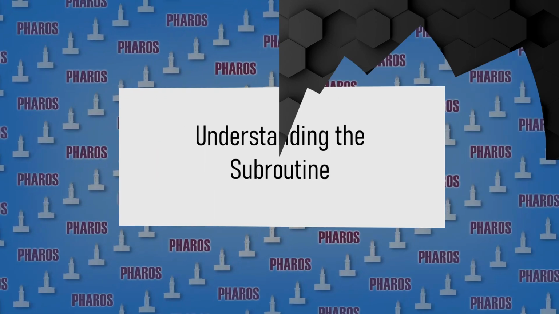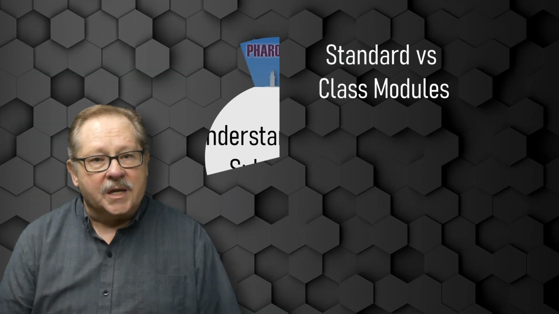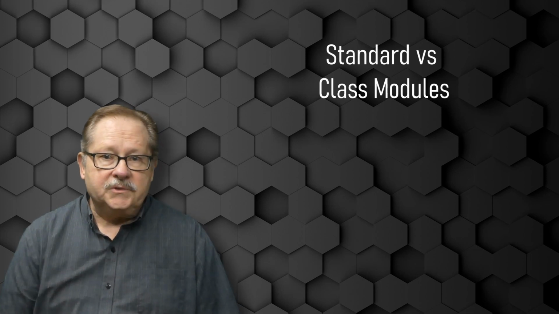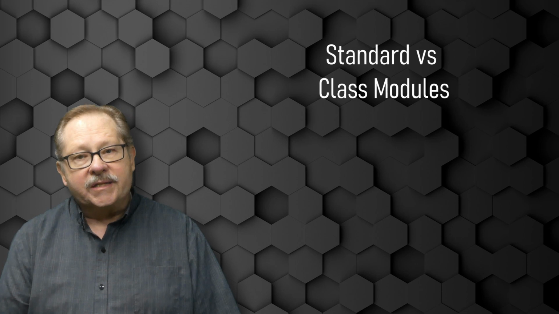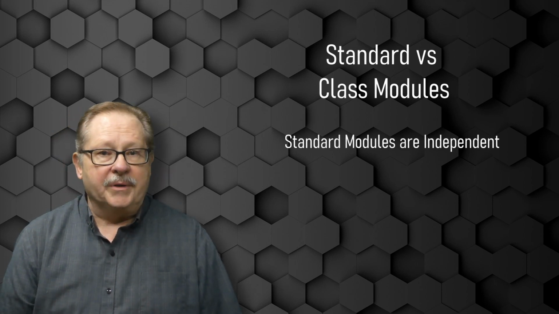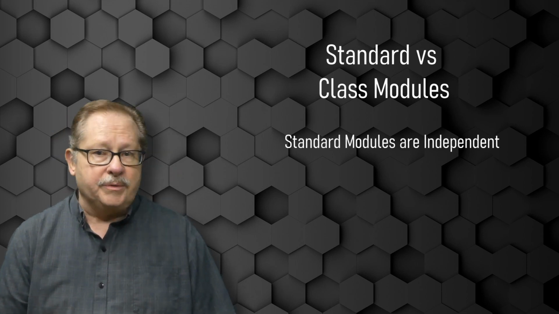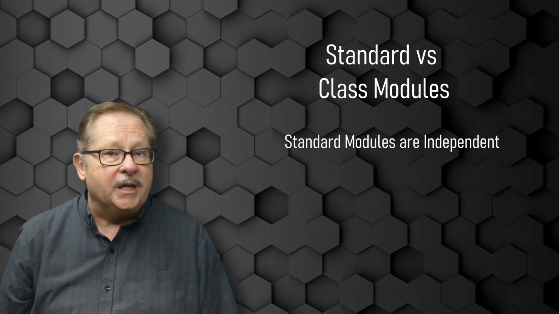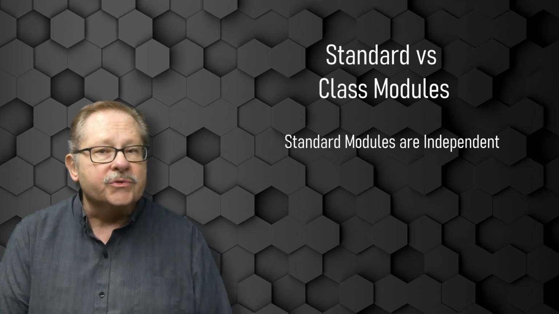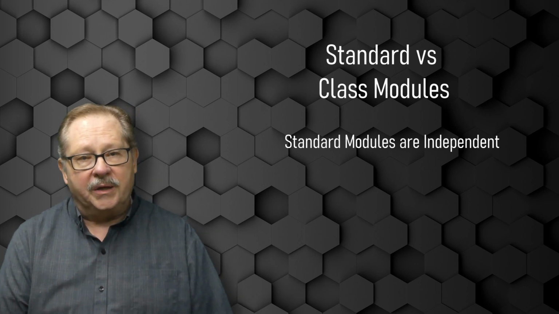So let's get into some detail concerning what it is about subroutines and functions so that you can know exactly how to write each one. In our SquareIt example, we created a standard module. The other type of module you can create is called a class module. Standard modules are independent from other Access objects like forms and reports. Standard modules store code that is used anywhere in your application. They are stored in the modules section of the navigation pane.